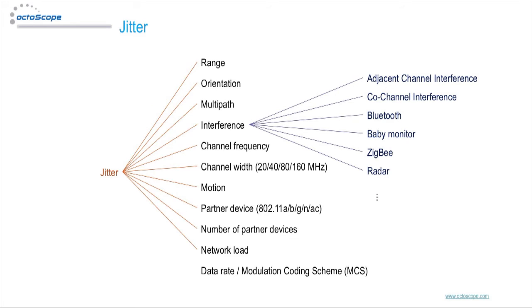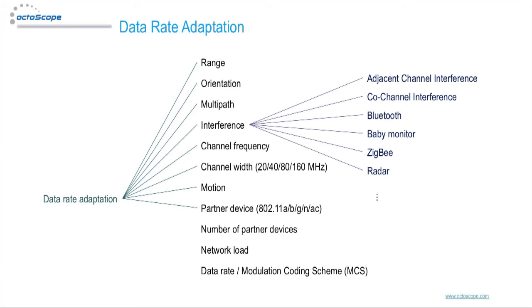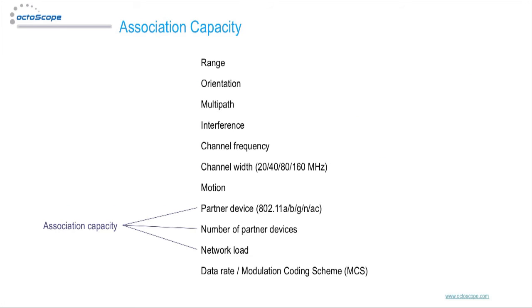Jitter is likewise critical for voice and real-time video services. These services expect isochronous traffic characterized by packet delivery at very regular intervals. If the time interval between packets varies, the voice signal sent over the wireless channel may be distorted. Data rate adaptation underlies most performance issues and must be tested in a focused manner. The association capacity of an access point is typically tested with emulated clients of different types.